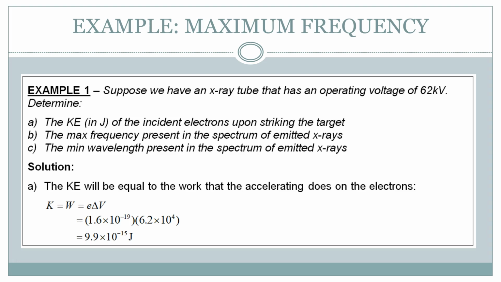So it's pretty simple. We just put in the charge on the electron, multiply that by the tube voltage, which is 62,000 volts, or 6.2 times 10 to the power of 4. And when we do that, we get a kinetic energy of 9.9 times 10 to the negative 15 joules. So that's one way of solving it. A second way of solving it would have been to realize that the incoming electrons have work done on them of 62 keV, or 62,000 electron volts, and then convert that quantity into joules. We get exactly the same answer. So two different ways of thinking about the same result.